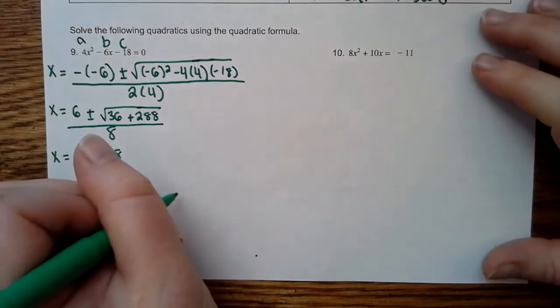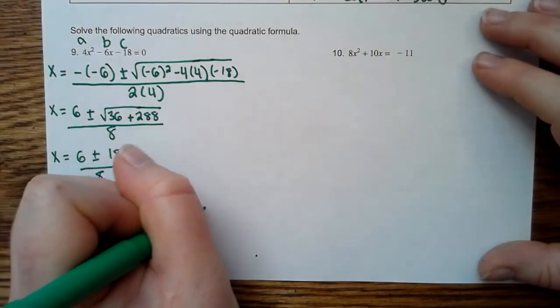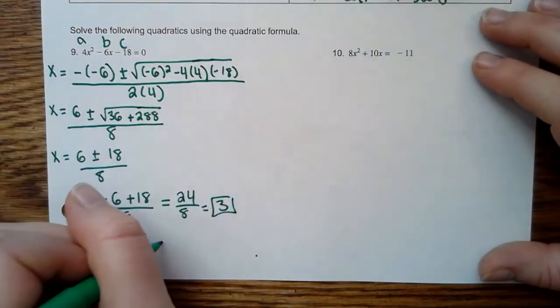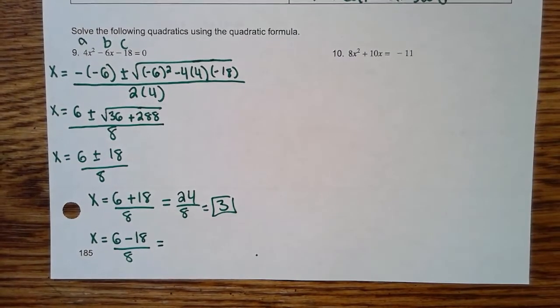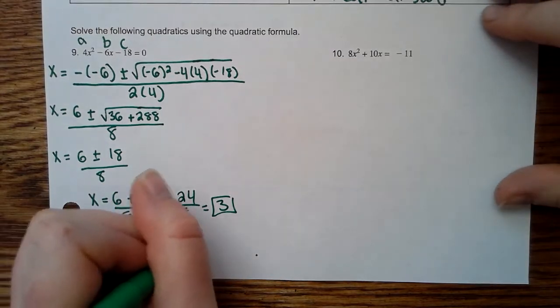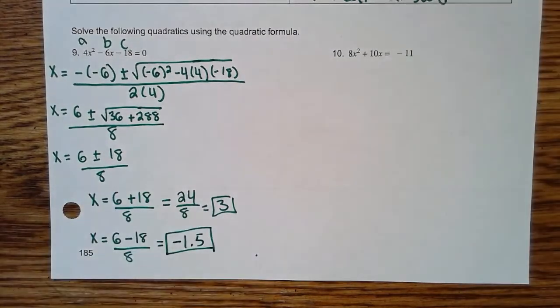So this is going to be 24 over 8, which is 3. And that's going to be negative 12 over 8, which is negative 1.5. Okay, not bad.